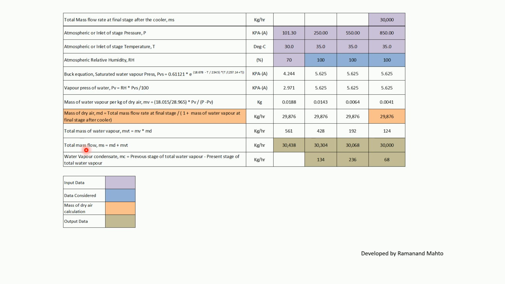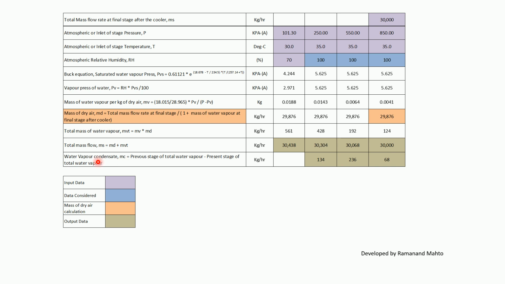Now, total mass flow in each stage, we can write MD plus MVT. This is dry air plus total water vapor. You can add these two, it becomes this. 30,438 is the total mass flow rate in the first stage. Then in the second stage, you can add this plus this, which is 30,304. Then this plus this becomes 30,068, and this is 30,000. So you can see in each stage there is a flow, and the maximum flow is in the first stage, that is 30,438, and the minimum is in the final stage.